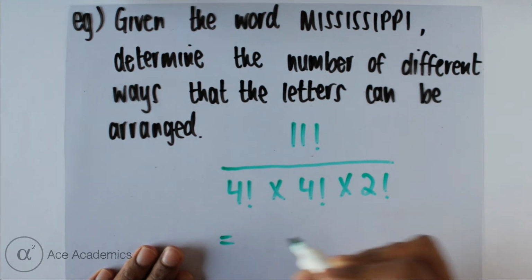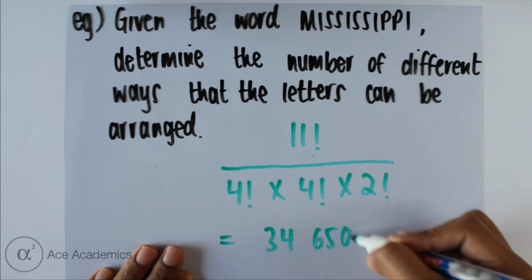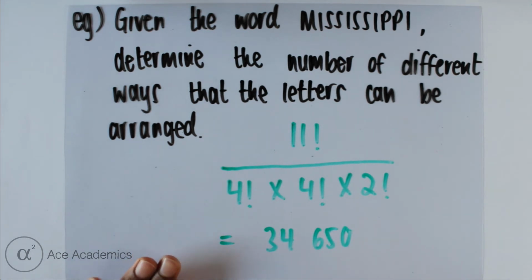And this simplifies to 34,650. So even though there's so many letters being repeated, there's still 34,650 different ways that the word Mississippi can be arranged. Let's look at another example.